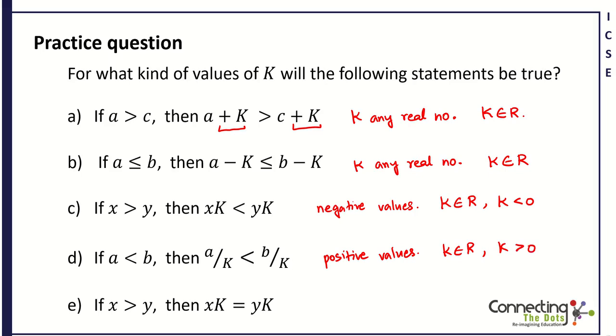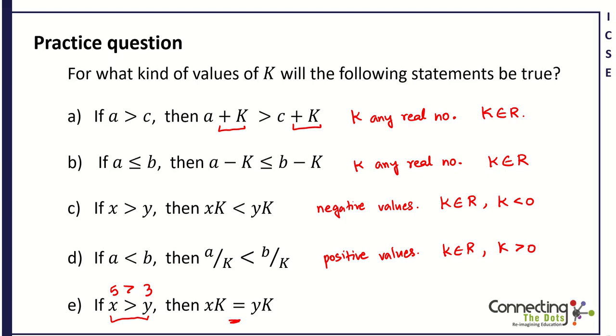The last one is a bit different. You see, we start with an inequation, x is greater than y, and then we end up with an equation. X is greater than y, but then x multiplied by k becomes equal to y multiplied by k. How does an inequation become an equation? So think of two numbers. Let's say 5 is greater than 3. Under what circumstance will 5 times k become equal to 3 times k?